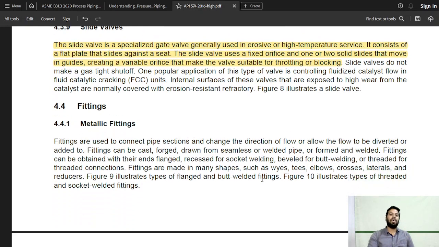Okay. So these are all types of valves that are generally used. It's very general information. You just need to understand what a valve is, how many types of valves there are. Just by looking at the diagram, you should be able to understand what kind of valve it is.